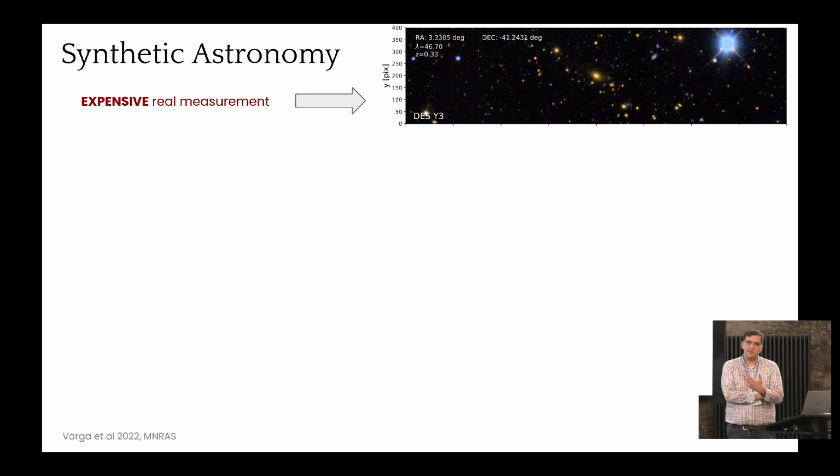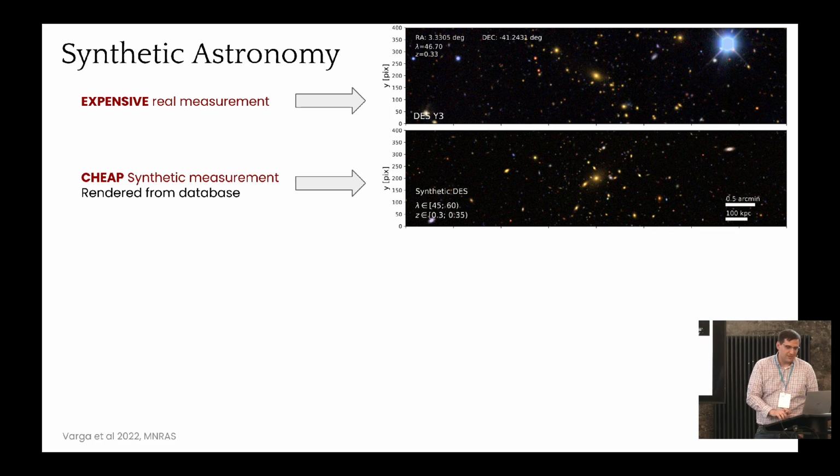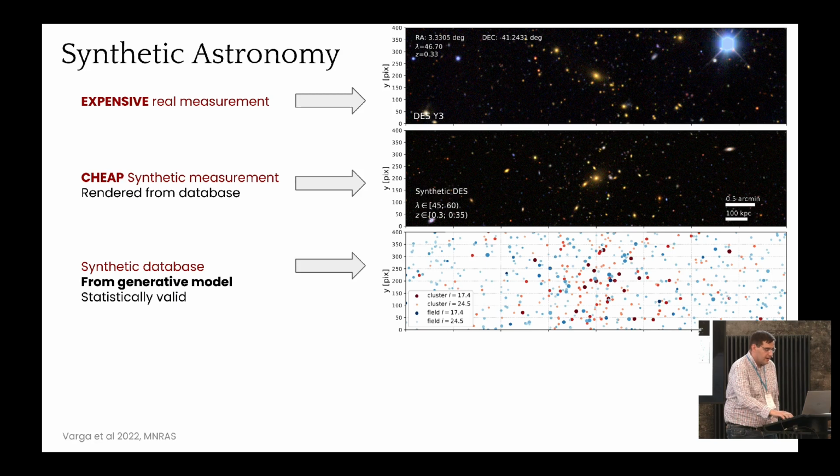And of course, it's possible to mimic what you would see by spending a lot of money for somebody to measure it for you once or twice or a few times. But what you want is a cheap method to create something which looks almost like that in a generative way, where you can just simply create more of it. And I think this is the key point.